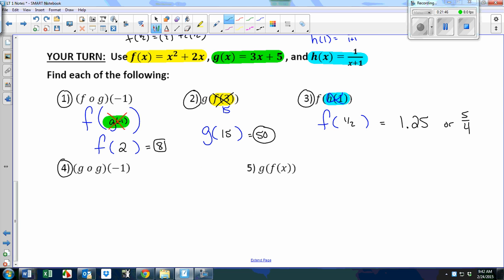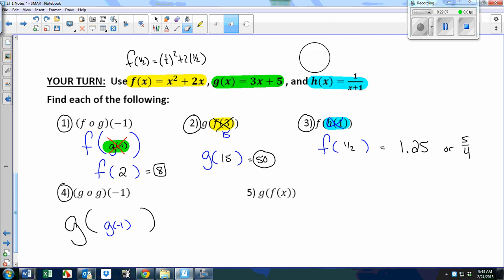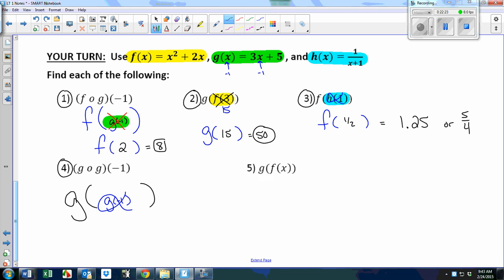And the last one with numbers, if I just change colors, g of g of -1. That's what this is saying with that open circle. So start by taking a -1, putting it into g. I think you're almost to the point you could probably do just mental math with this, I hope. When you plug in a -1, what do you get? 3 times -1 plus 5. You get 2, right? So that blue part becomes 2.